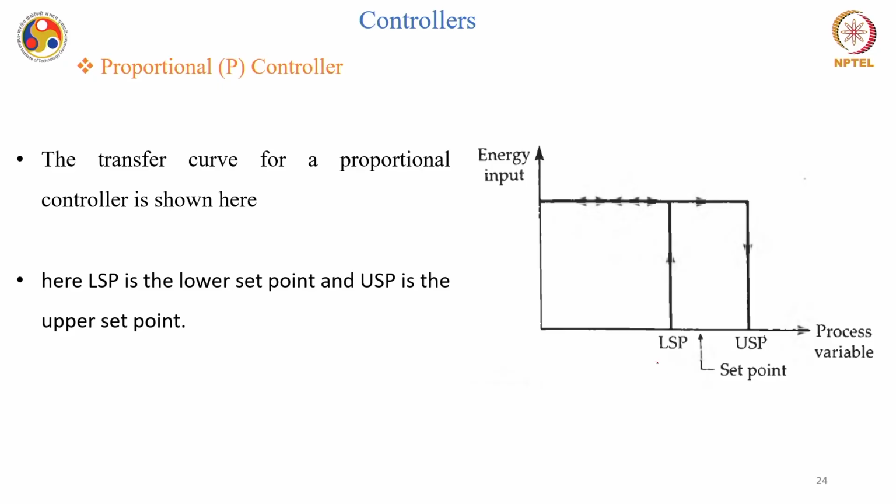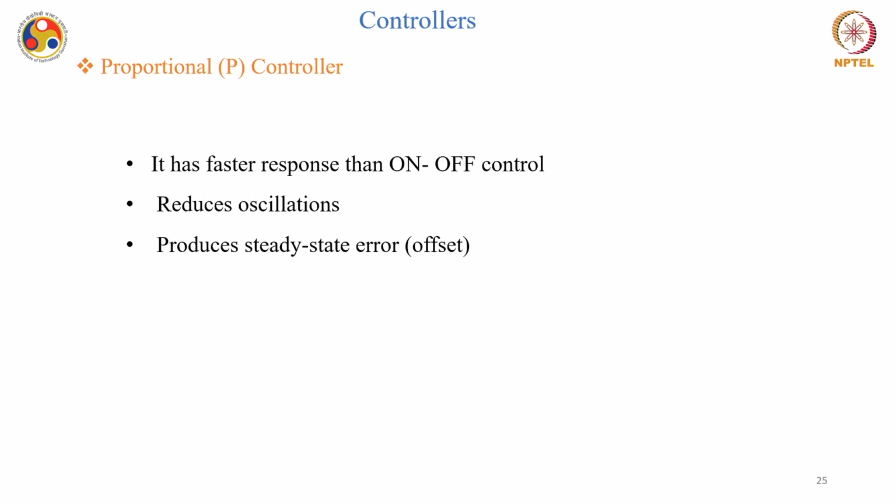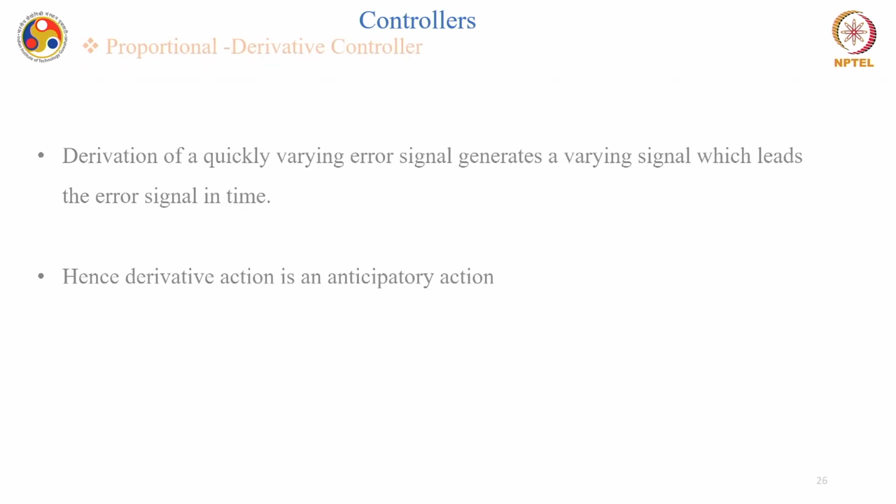In this case, LSP is the lower set point, while USP is the upper set point, and the set point is somewhere here. Now this proportional controller has a faster response as compared to an on-off control, and it reduces the oscillation that you have seen in practical on-off controllers. However, it produces steady state error, sometimes known as offset error, which can be further taken care of.